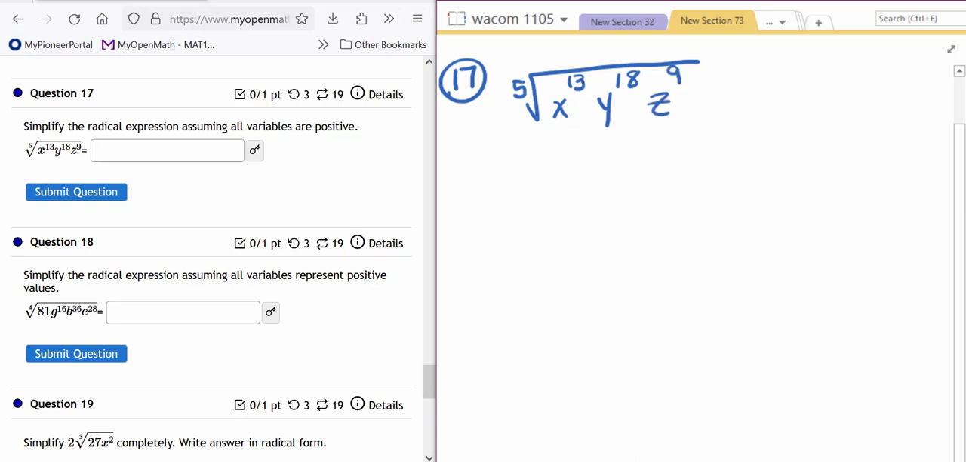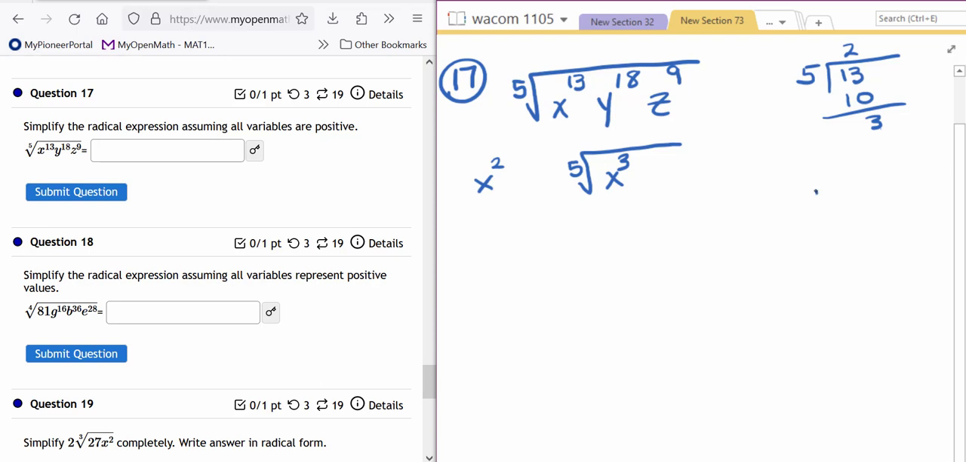Right, so when we work on the x's, we're doing 5 into 13. It goes 2 times. 2 times 5 is 10. And we have 3 left over. So 2 x's, or x squared, is going outside. I'm just going to scoot my radical over, with x to the 3rd inside. Right, now I'll do my y's.